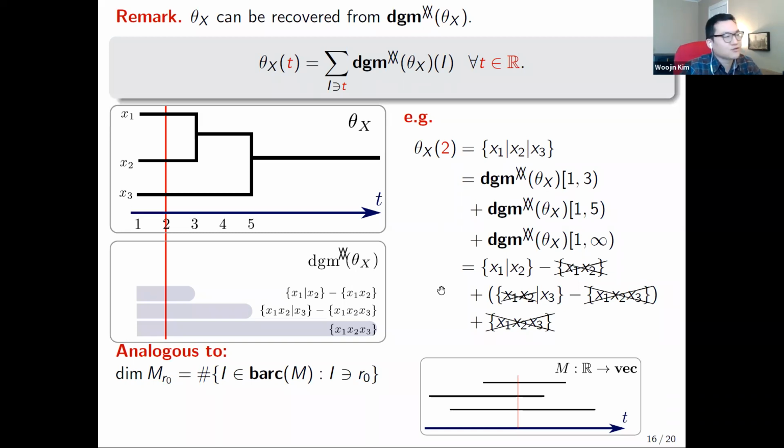This is analogous to the fact that when you have a standard persistence module, to compute the dimension at a specific index, we can count the number of intervals containing that index. But actually, this remark is stronger than this standard fact, because we are really recovering the entire formigram. By knowing its value at time t, we can recover the entire formigram structure. That's not the case for a persistence module.